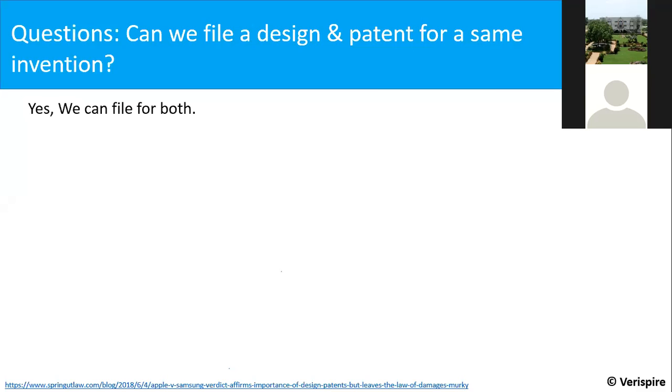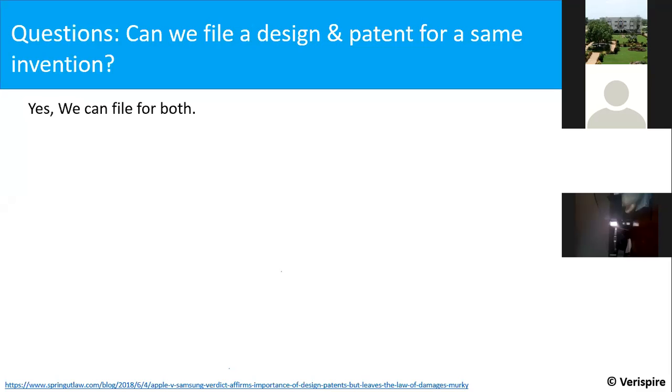A bracelet can be a handbag having some technical specification, or many wristbands available in the world right now that also cover a health monitoring system. So we can file the same invention in different IPs, in design and in patent also. There is no restriction that we can't file in multiple IPs.